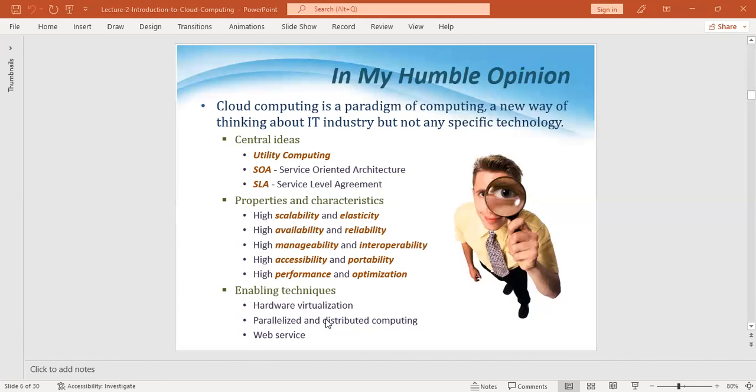So service-oriented architecture is actually the main idea behind using cloud computing, so that you can get a collection of services. And the last one, and the main important idea, is the service level agreement.